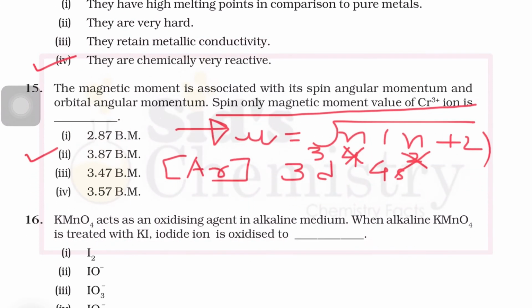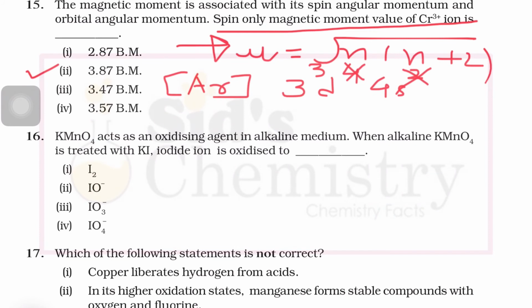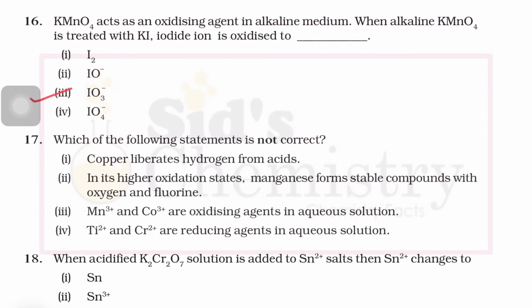Now going to question number 16. KMnO4 acts as an oxidizing agent in alkaline medium. When alkaline KMnO4 is treated with KI, iodide ion is oxidized too. Dear friends, in alkaline medium, KMnO4 when treated with the KI solution, iodine will get oxidized to IO3 minus ion. So the correct answer is option number 3.